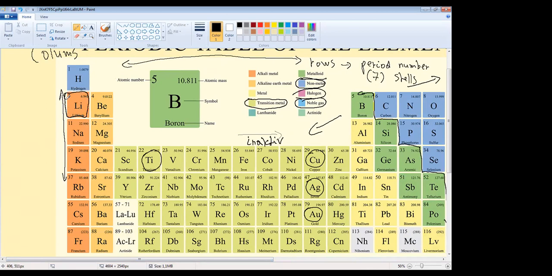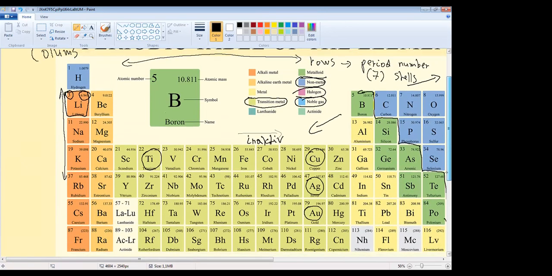So lithium is a metal. Its name is lithium, and the symbol for lithium is Li. Here we have 2 numbers, the number 3 and the number of around 7. So we are going to talk about what these numbers mean for all these elements in the periodic table.